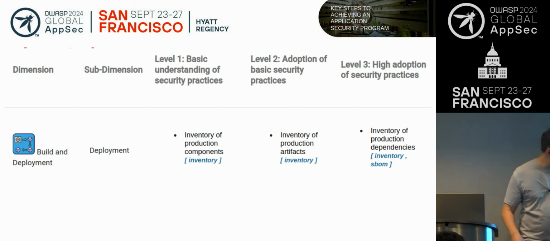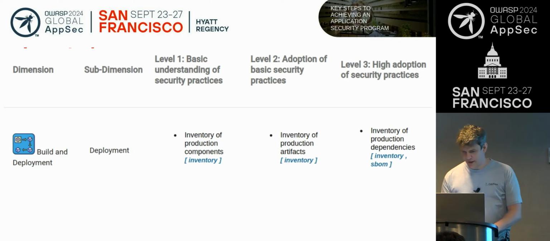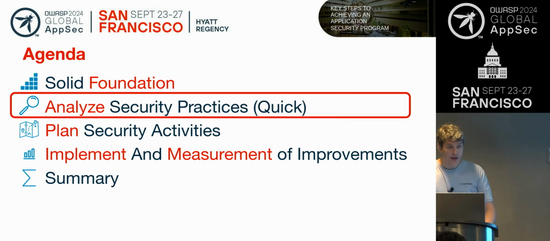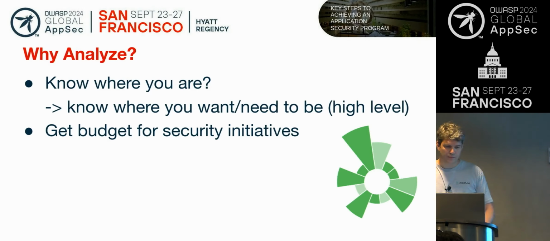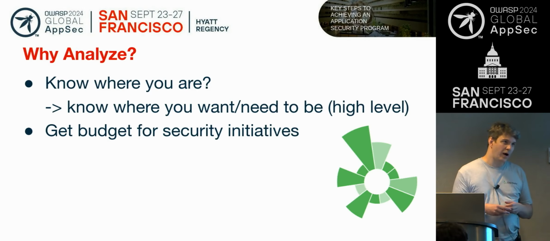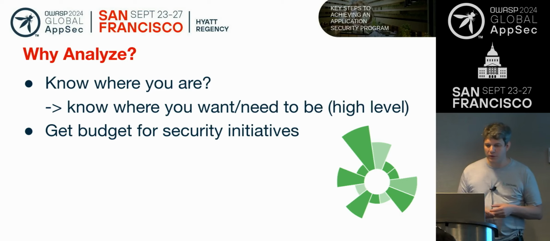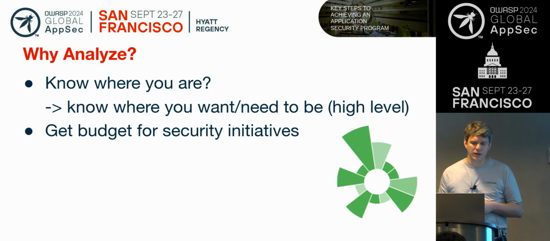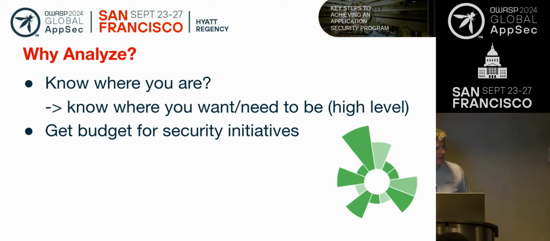Yeah, and you see that is how you can get better, and that is a maturity model helping us to understand what to do first and what later. Now we come to analyze security practices. So why do you need to analyze where you are right now? Because only then you can say where you want to be and get budgets for your security initiatives.